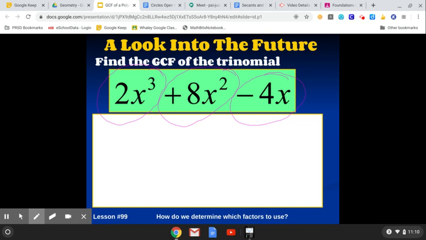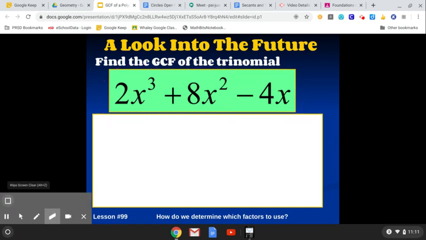Okay, well, they do have a number that divides into all of them. The biggest one is 2. They all have a variable in common. They all have an x. The lowest exponent is this one, that's x to the first. Okay, so we say 2x is our GCF. Done. That's a little bit more fun because there's 3 terms to it. So at least I find that fun. Maybe you don't.